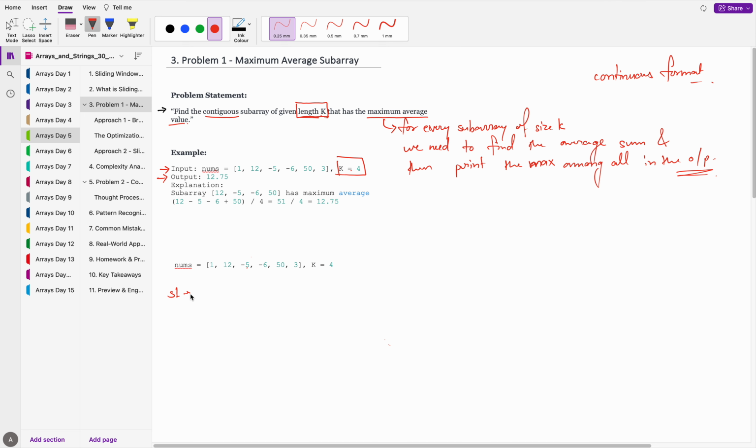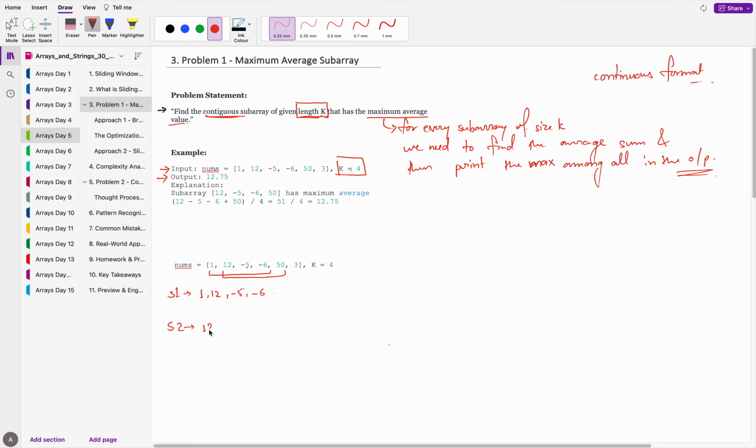Subarray 1 would be 1, 12, minus 5, and minus 6. Four items are there. Focus upon this contiguous subarray, that's what they're talking about. What would subarray 2 be? Subarray 2 would be from here till here.